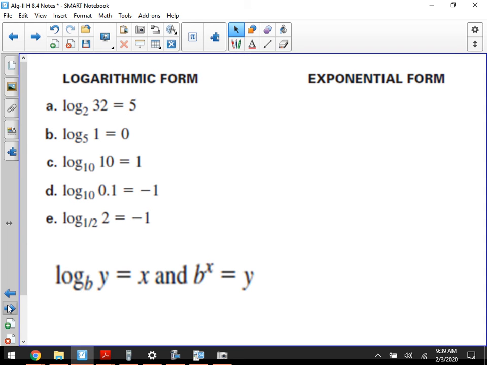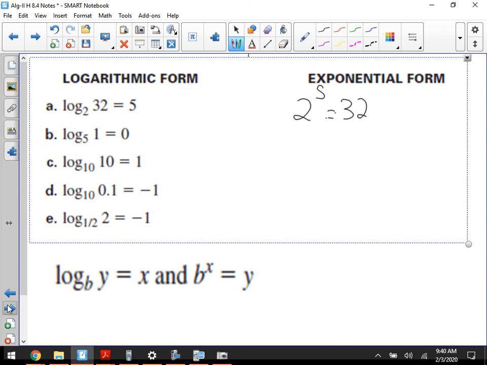Remember, think of it this way. It says log base 2 of 32 is 5. That means 2 to the 5th power is 32. Remember these, that's how these things work. Log base b of y is x, b to the x is y. Those two flip with each other. That's how the exponents move. So if you wrote this in exponential form, this just means 2 to the 5th power is 32.